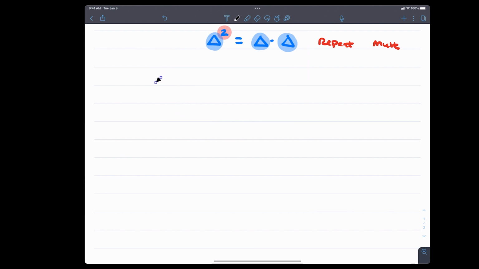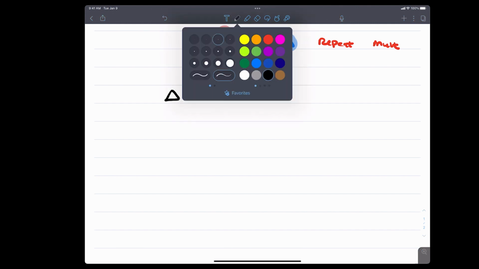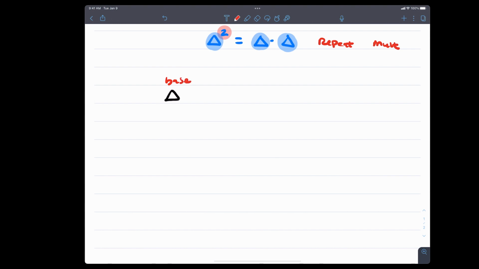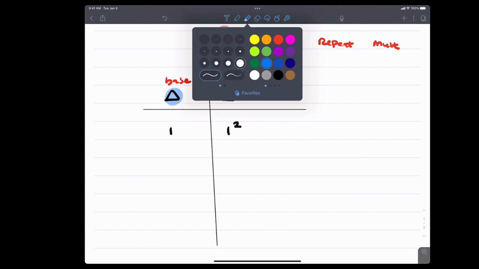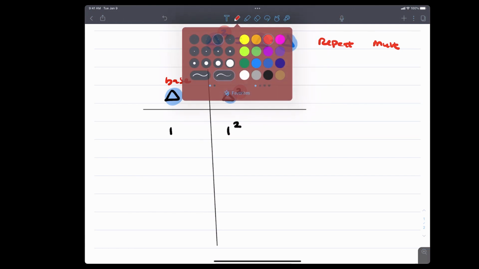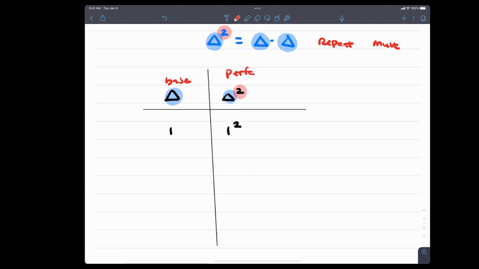So let me put this here for you guys. Here's going to be the bases. This is a base. And then what do you do with this base? We're going to raise it to the second power. So here's my base. I'm going to start with a base of the number 1, for example. If I take the number 1 and raise it to the second power, what do we call this together? A perfect square.